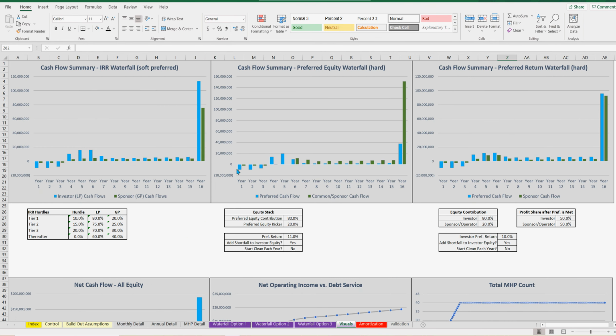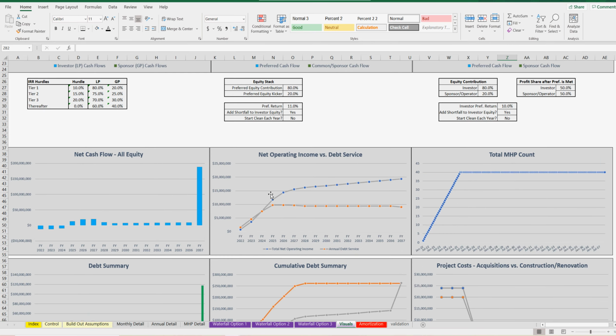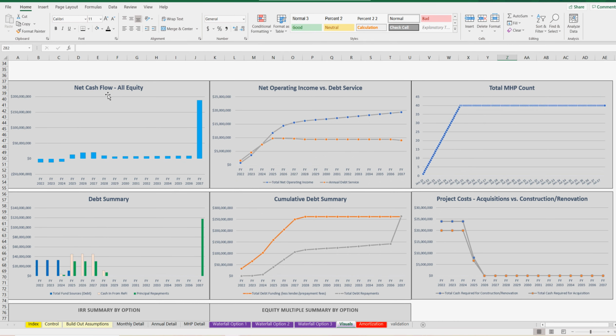So I got some visuals here. This shows all three waterfall summaries in one look. It also shows some summaries about the mobile home park or real estate project you're doing over the full 17 years. So net cash flow, net operating income versus debt service. This is an important one because usually you have to make sure when you do these refis that the net operating income is high enough to fund the debt service of the new loans. So this shows some detail on that. Then total mobile home park count, or total property count if you're not doing a mobile home park.